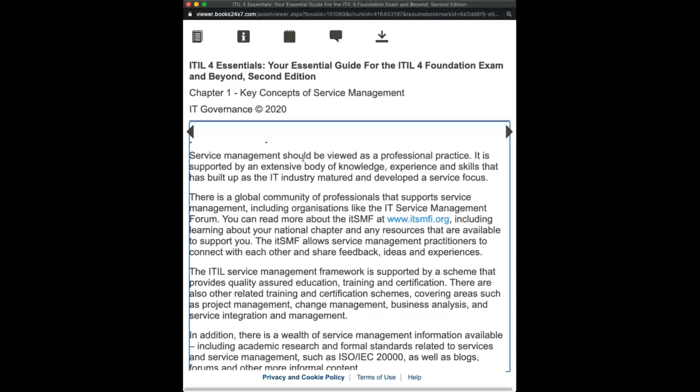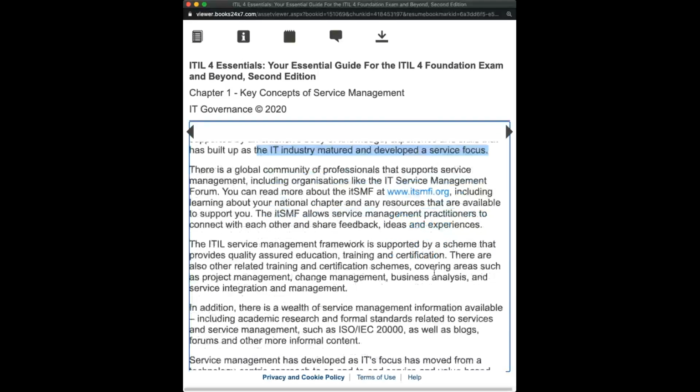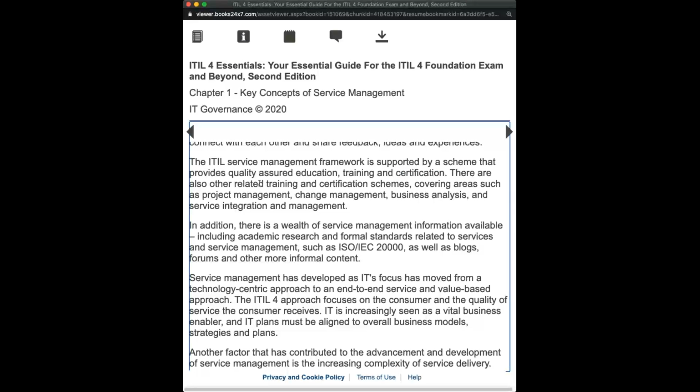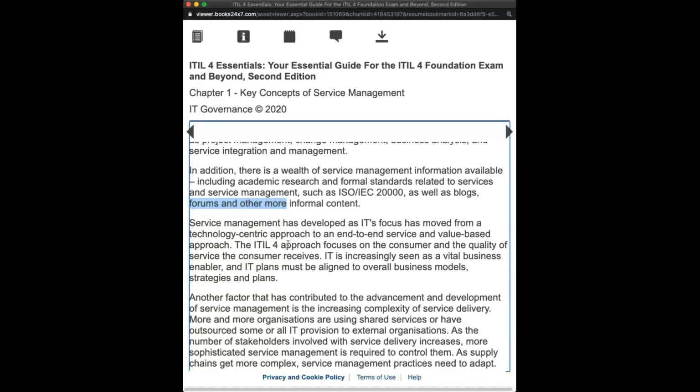So as a professional practice, it is supported by an extensive body of knowledge, experience, and skills that has built up in the IT industry, matured and developed a service focus. So I think this is more of checking resources, right? There are training, certification schemes, so we'll skip over some of these. ISO standards, blogs, forums, and it mentions the ITIL 4 approach.